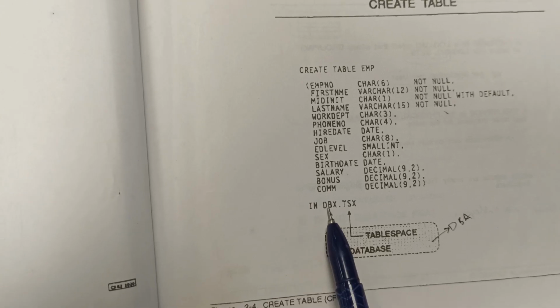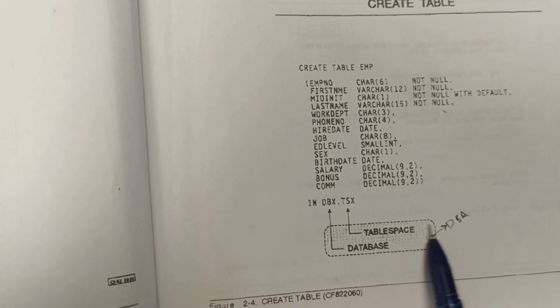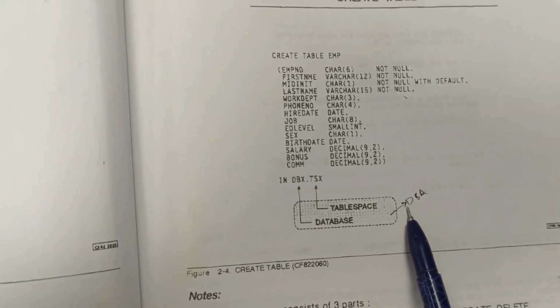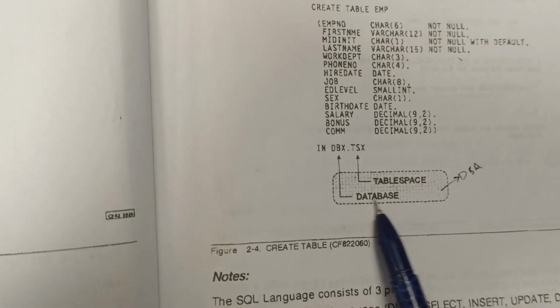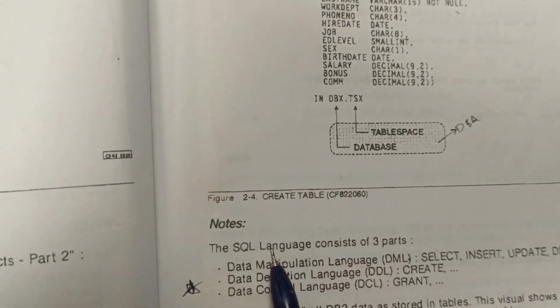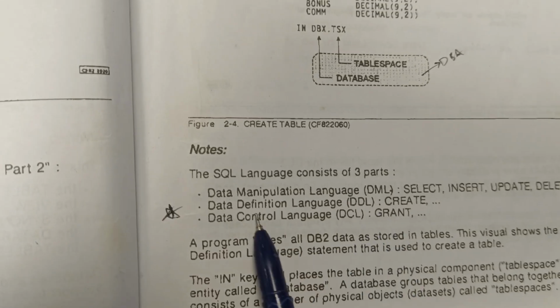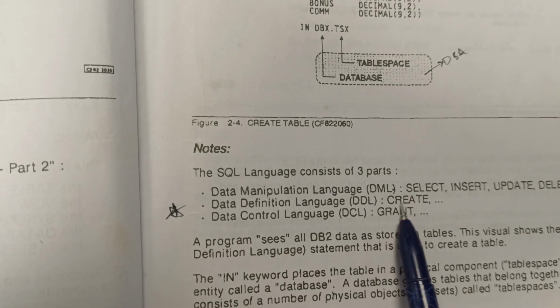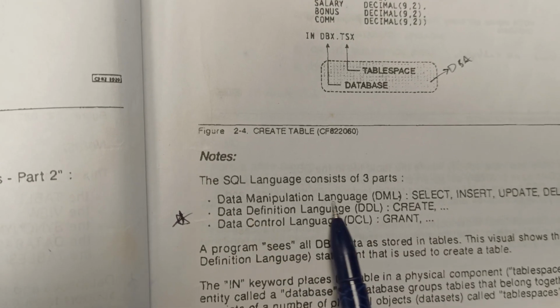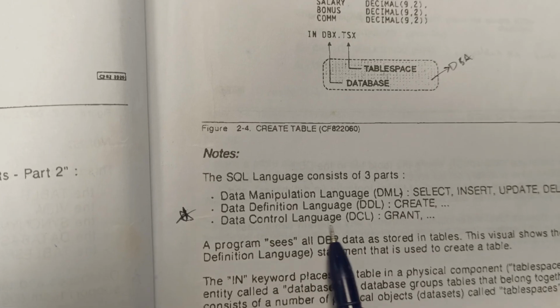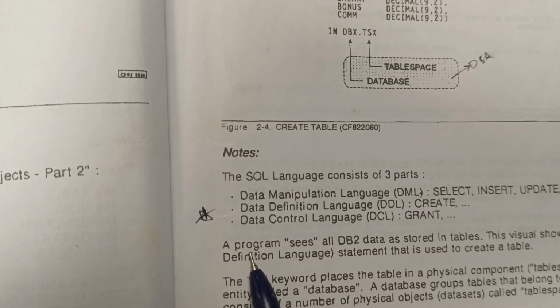This is the database name you can see, then a dot, then the table space name. Generally these are created by the DBA, the database and table space. And this is a sample of the language constraint of the three parts. DDL contains create, alter, drop; and there is the DML statement, and the data control language.